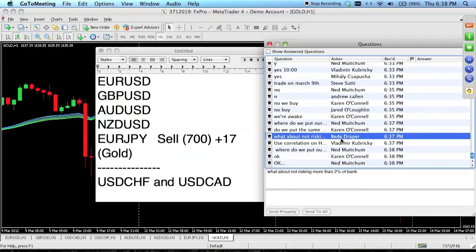Bede, what about not risking more than 2% of the bank? That's still the case. Do not risk more than 2%. That is what is taught to us in the books. You guys can follow that, but not many people follow the 2%. I'm not saying that I don't follow it. I do follow it, but not many people follow it because of the mentality.